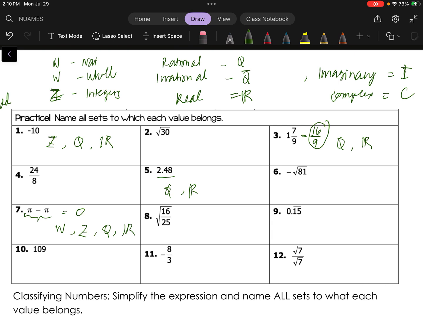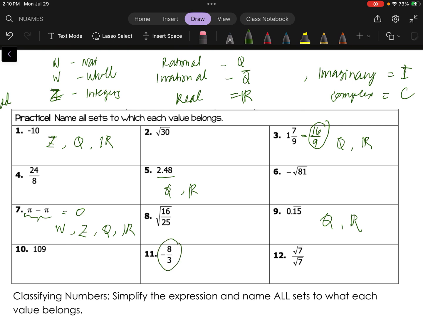Okay? And now notice that we have 0.15 and there's a bar on top of that. What does that mean? That's repeating, right? So if we have decimals that are repeating, these are considered to be rational numbers. And since it's rational, it's also under the set of real numbers. Okay?